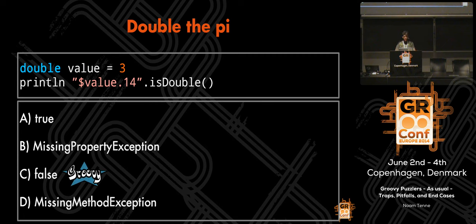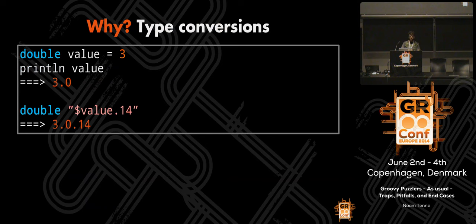False. Why is it false? This is actually pretty cool, so we'll take it step by step too. When I assign the value of 3 to double, I get 3.0. And when I embed it in the GString, I get 3.0.14. It might be a semantic revision of pi, but it's not double. So, you know, false and all that.